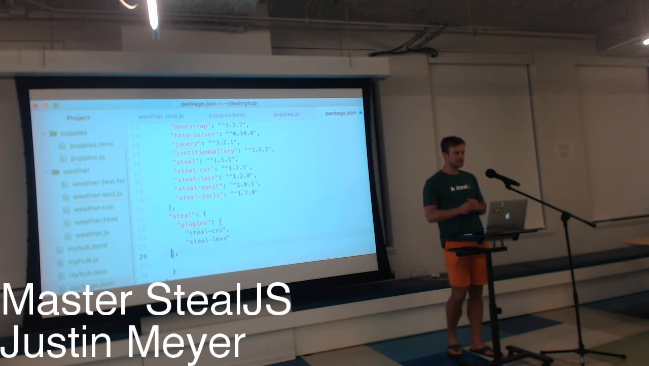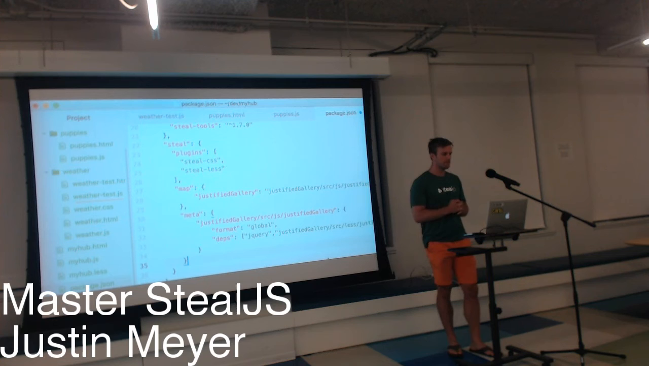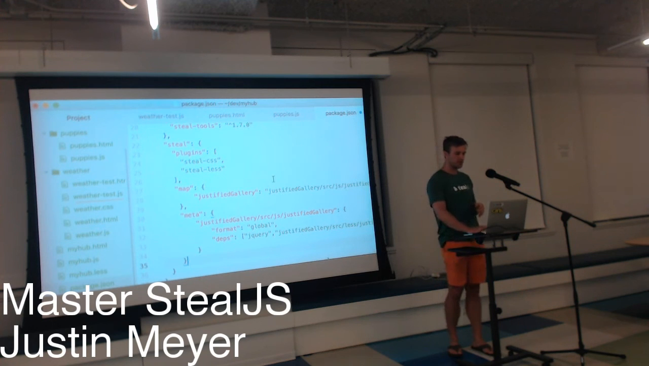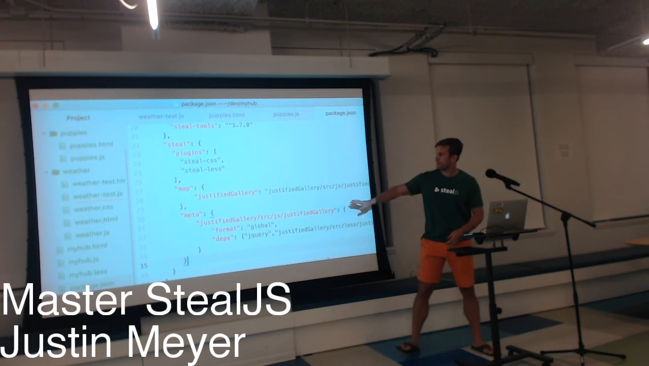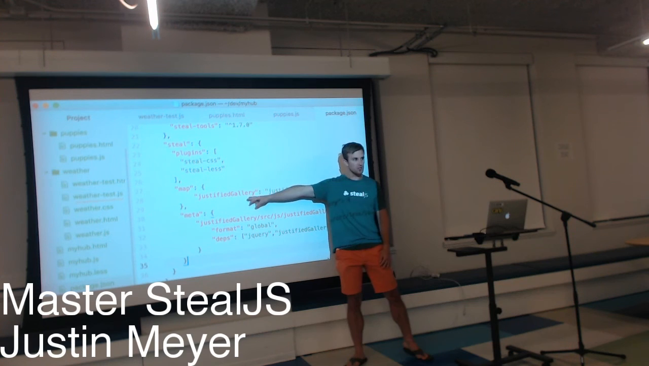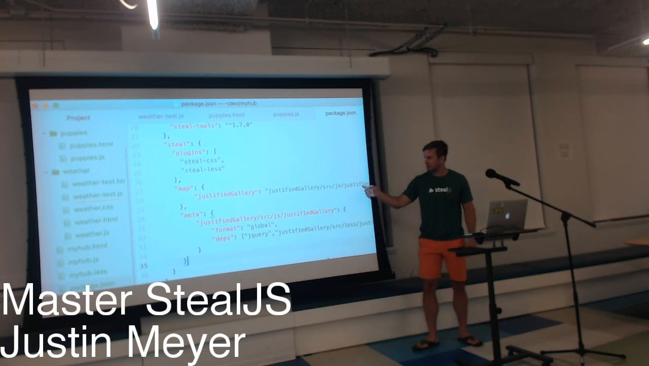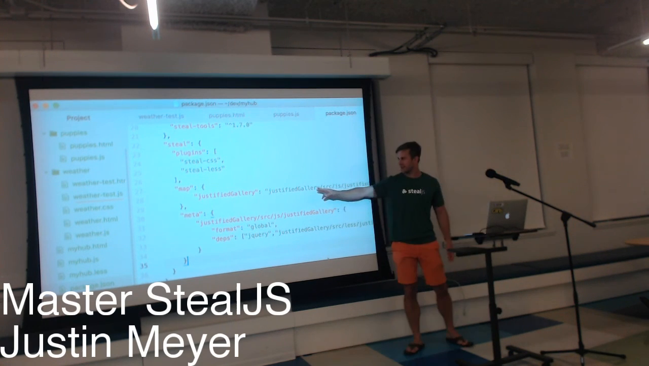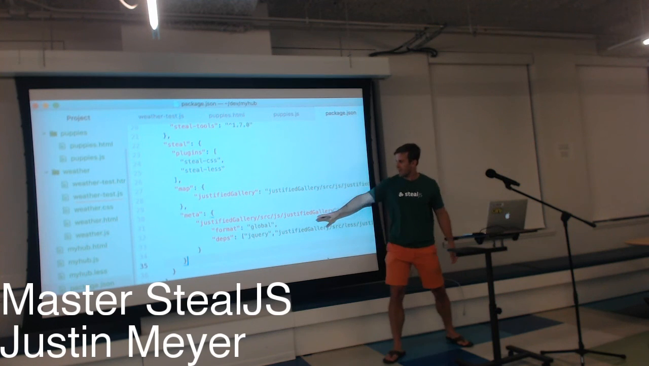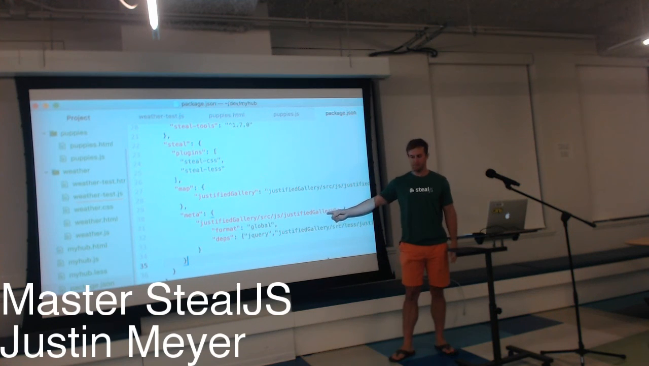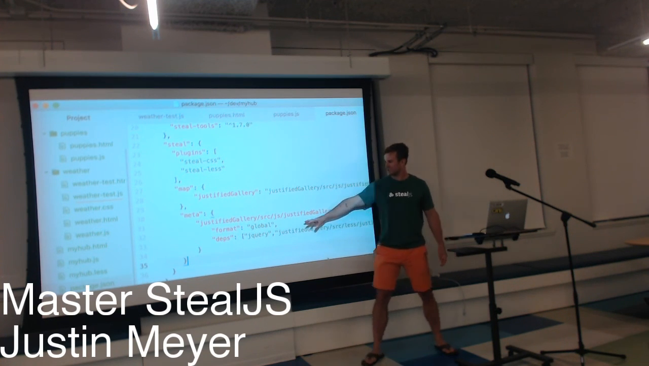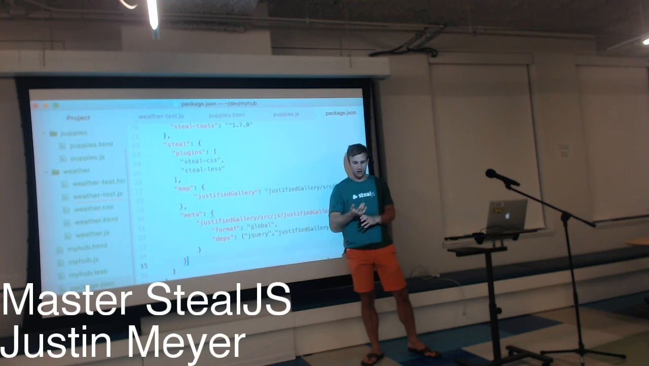So Steal has this meta and map configuration. Map says, hey, whenever anybody imports justified gallery, no, you really want to be importing justified gallery source JS, justified gallery JS. That's what this will say. And then we're going to say, hey, that module that's actually getting imported, it's global format. It doesn't actually import anything. It just expects window.jQuery to be there.